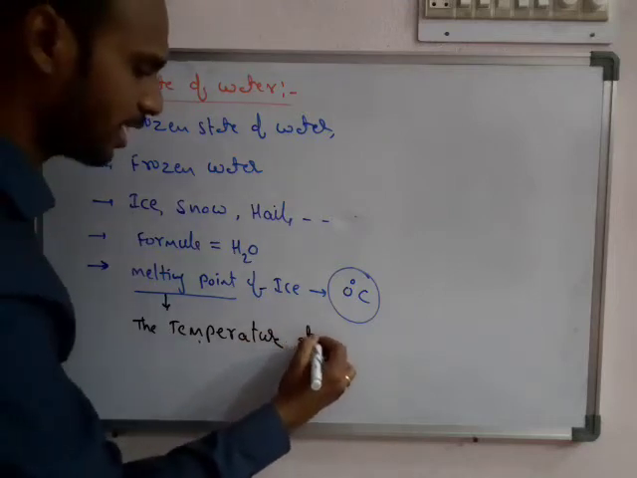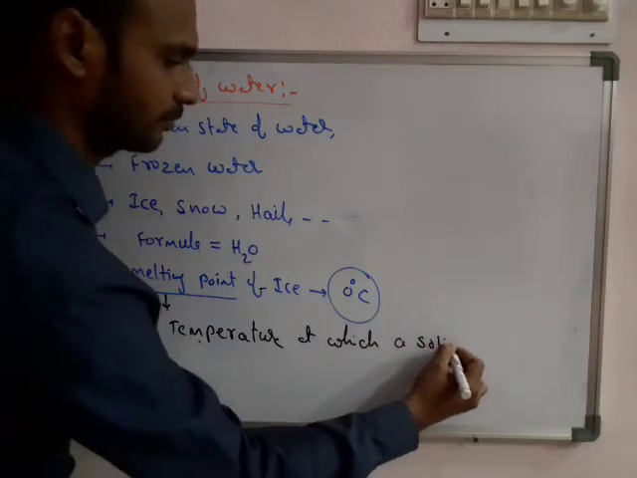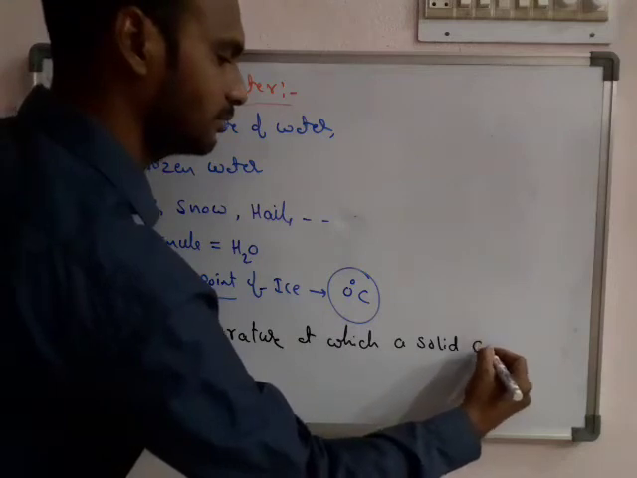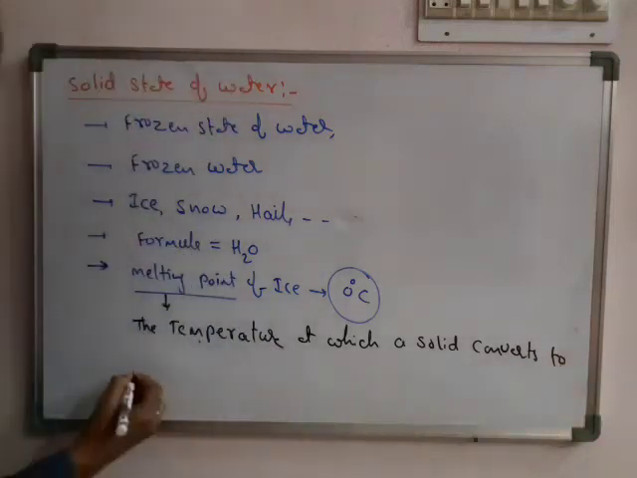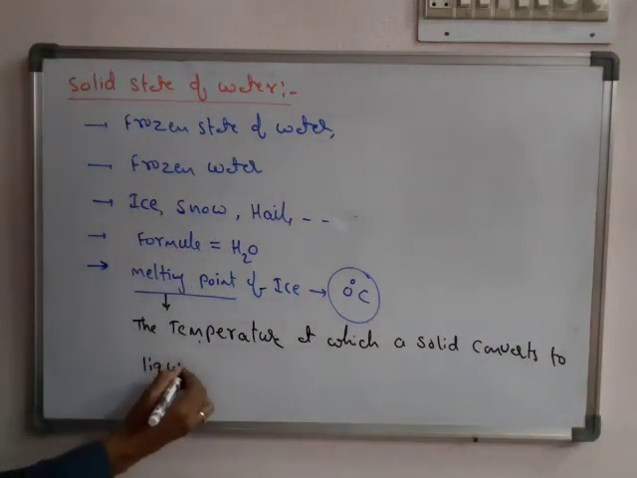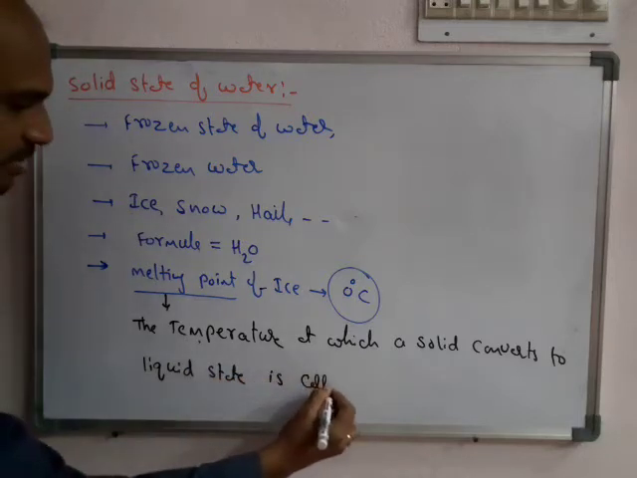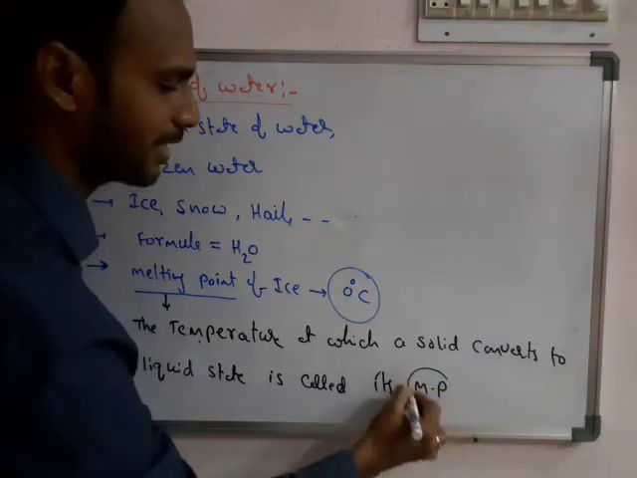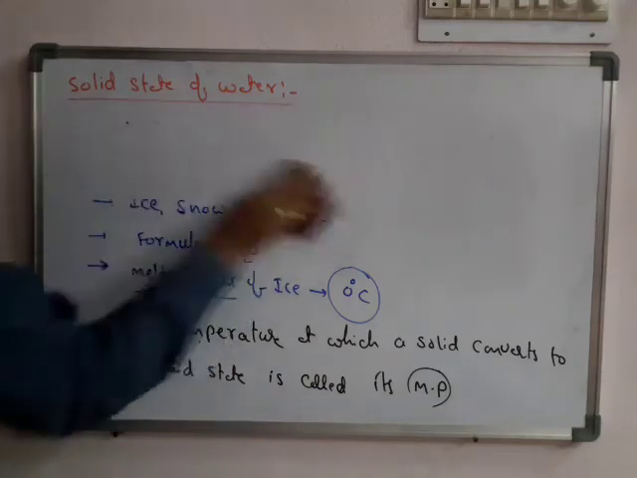The temperature at which a solid converts to liquid state is called its melting point. I am writing the shortcut for melting point, MP. So this is about the solid state of water.